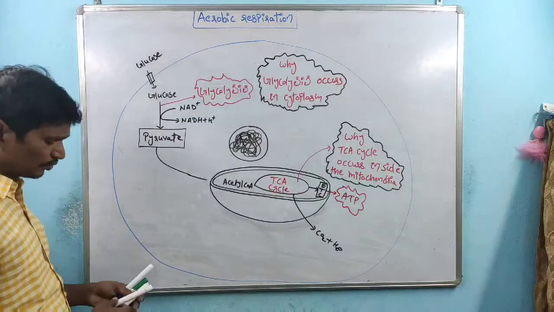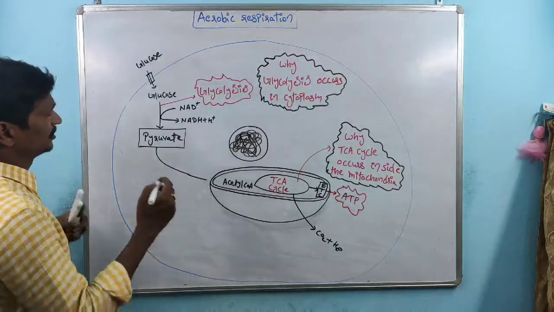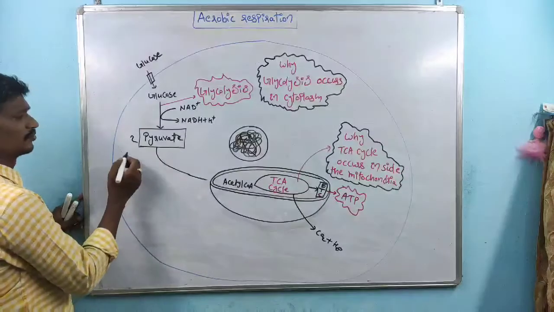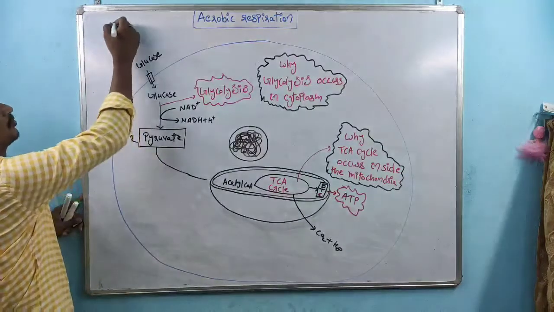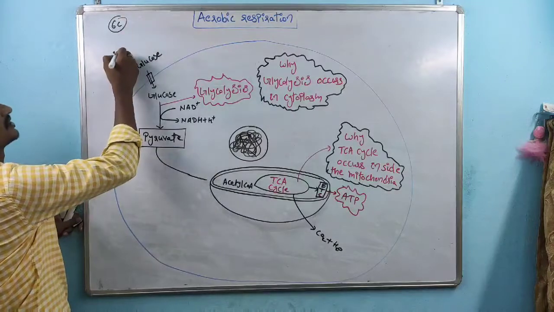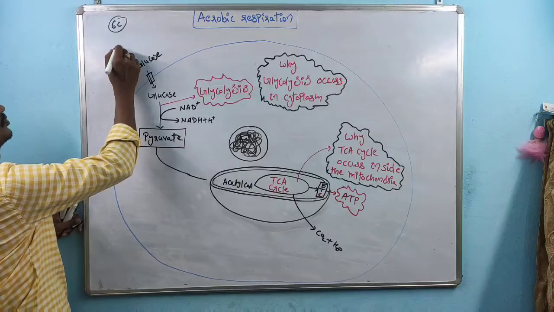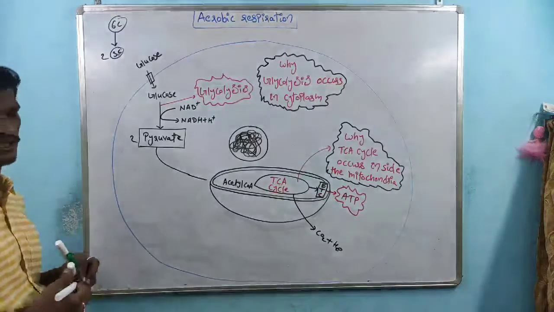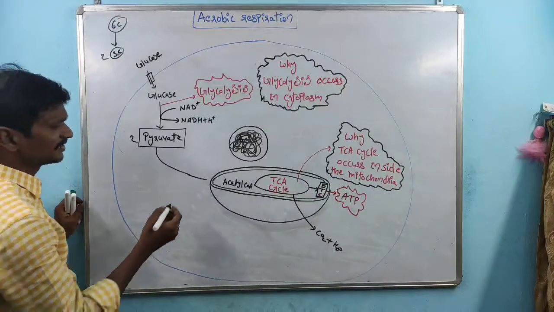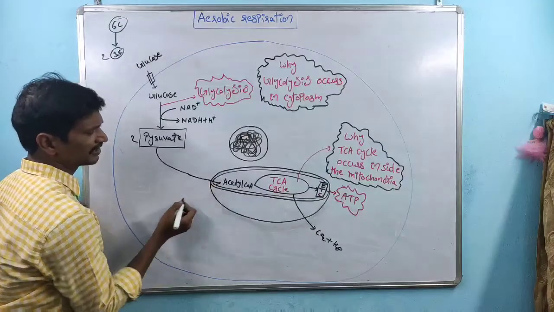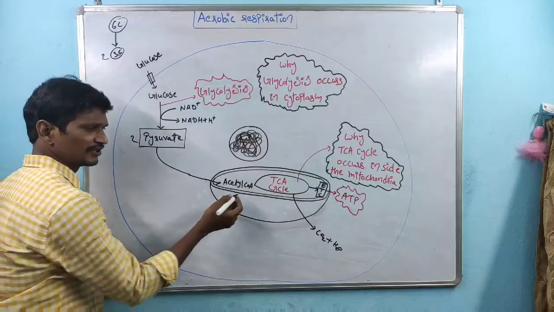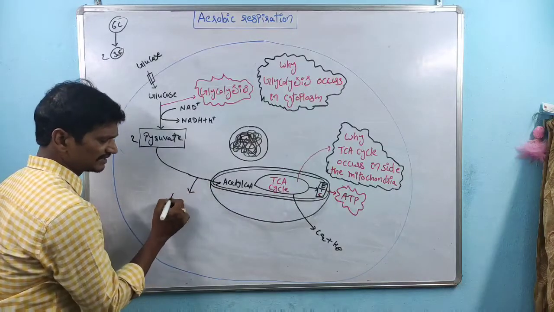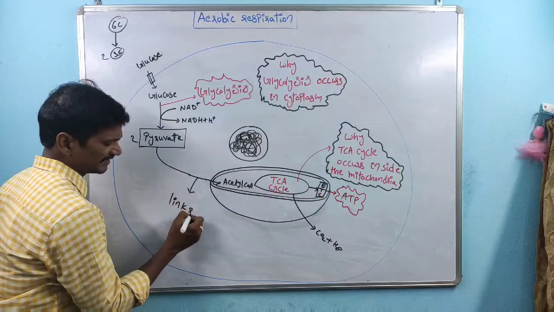Remember, one glucose molecule produces 2 pyruvate molecules. Glucose is a 6-carbon compound, and pyruvate is a 3-carbon compound. So glucose is broken down into 2 molecules of pyruvate, which enter the mitochondria. There, the pyruvate is converted into acetyl-CoA. This reaction is called the link reaction.